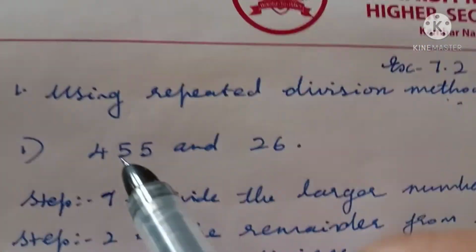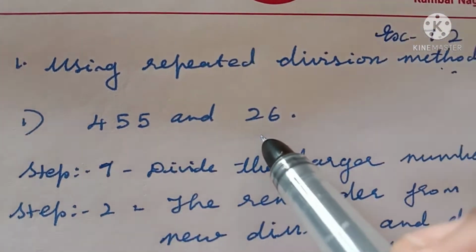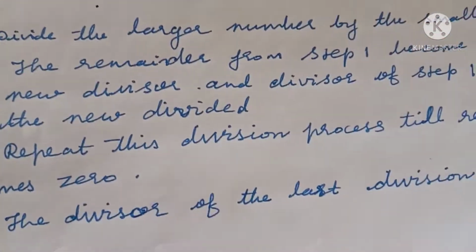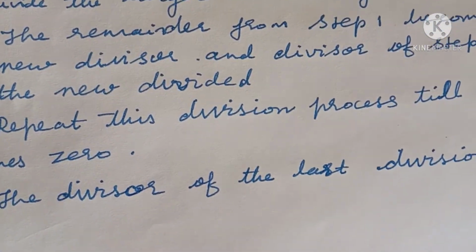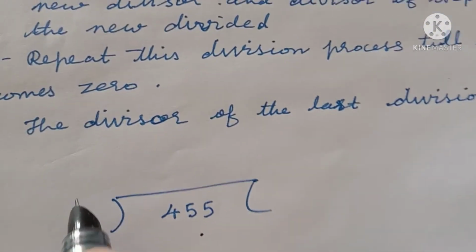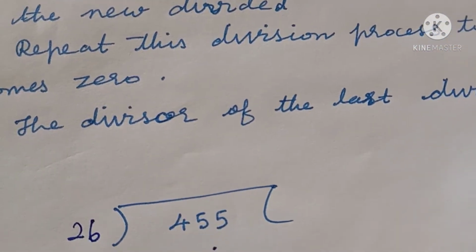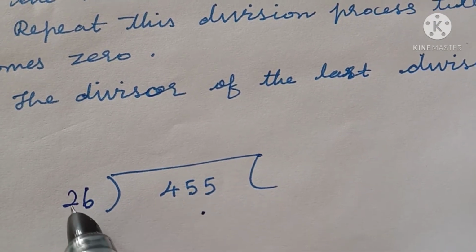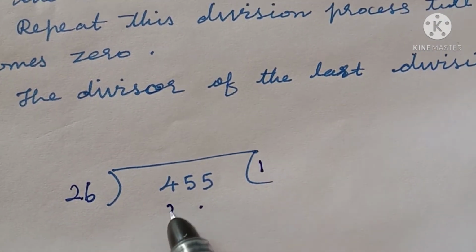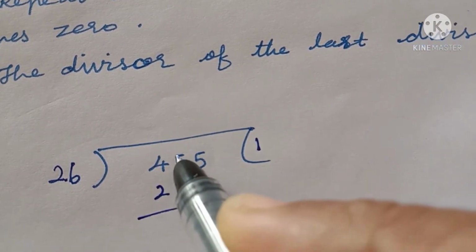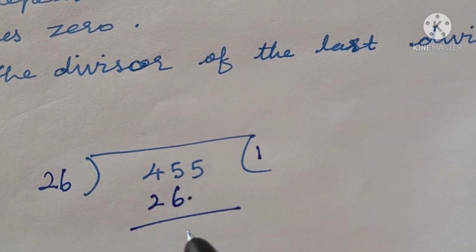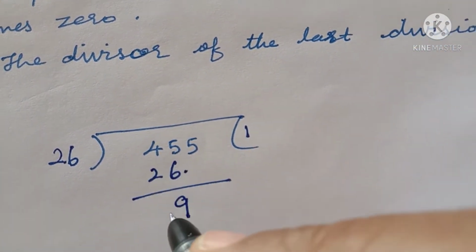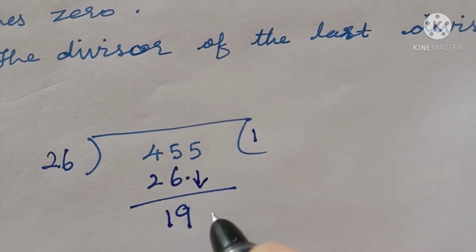So your first question is 455 and 26. So here the largest number is 455. So 455 is the dividend and the divisor is 26. 26 ones are 26. So 15 minus 6 is 9. Then 3 minus 2 is 1. Bring the 5.